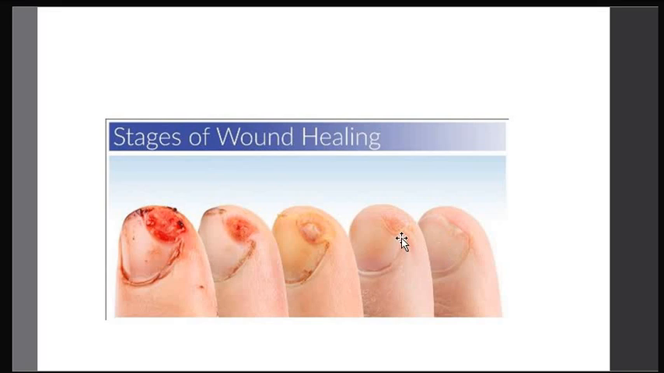So basically, the remodeling process starts after 3 weeks, and it can continue till 1 year to keep the shape, structure, and color. It can take 1 to 2 years depending on the body area involved. So basically, that is the main crux of the wound healing process.